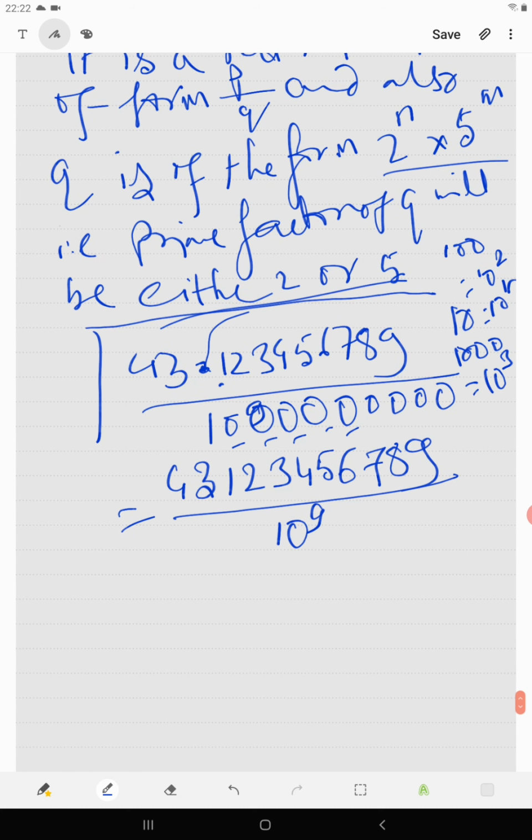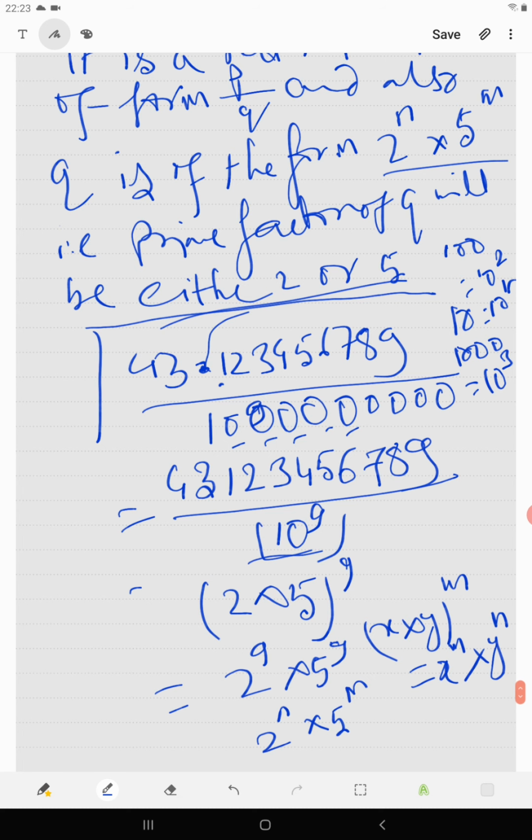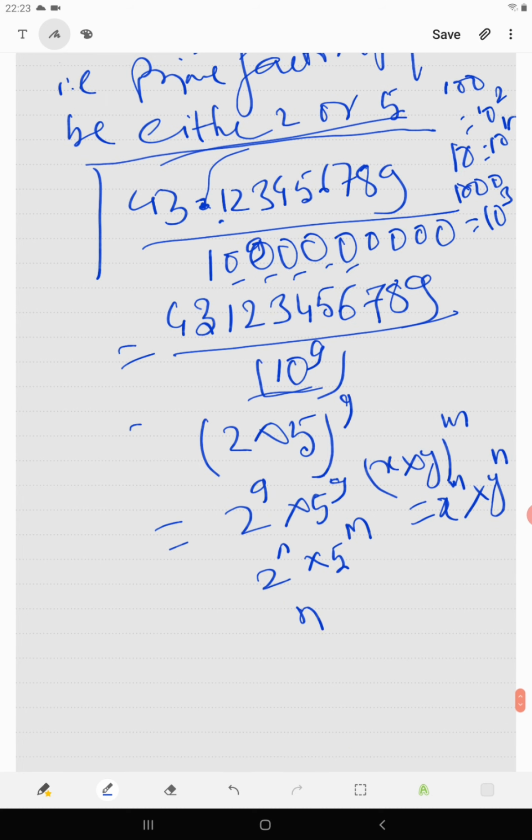Now as I have told you previously, this can be written as 2 into 5 to the power 9. And I have told you already, x into y to the power m equals x to the power m into y to the power m. Hence this is 2 to the power 9 into 5 to the power 9. So as you can see, you compare it with the form 2 to the power n into 5 to the power m. So what are we getting? n equals 9 and m equals 9, correct?